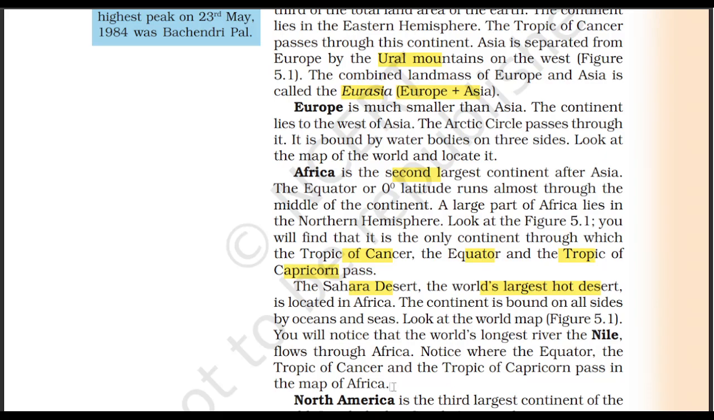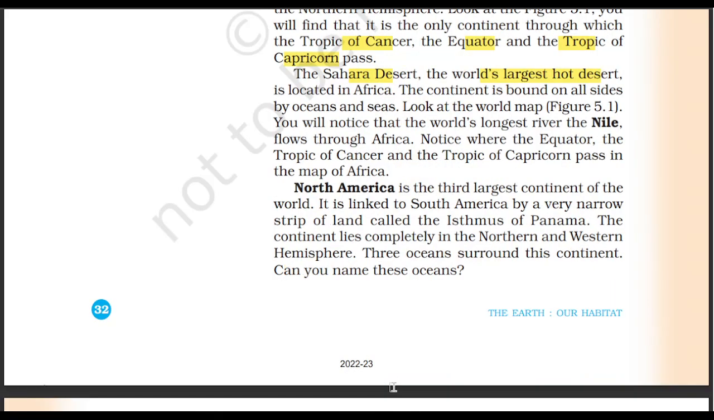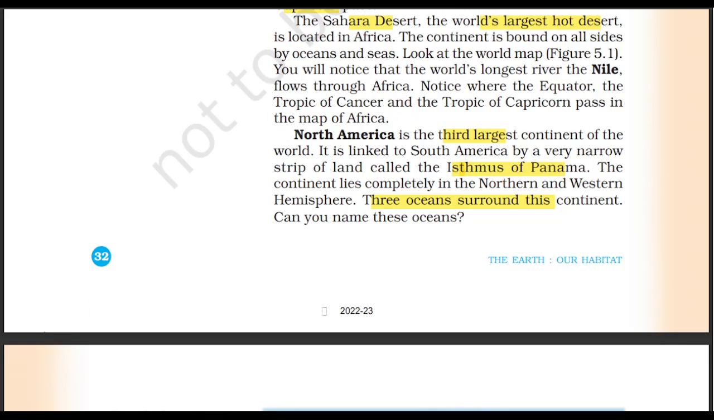North America is the third largest continent of the world. It is linked to South America by a narrow strip of land called the Isthmus of Panama. The continent lies completely in the northern and western hemispheres. Three oceans surround this continent. Can you name these oceans?